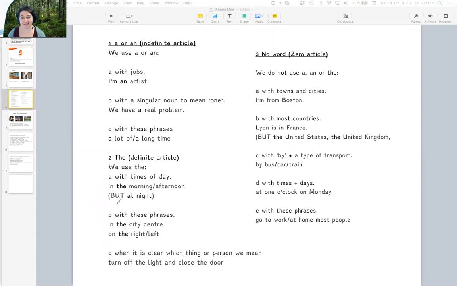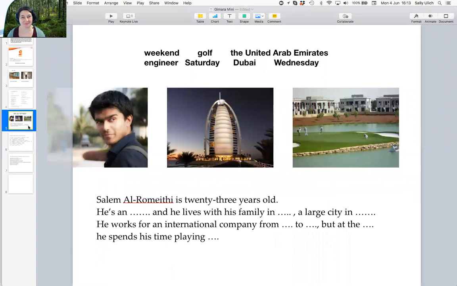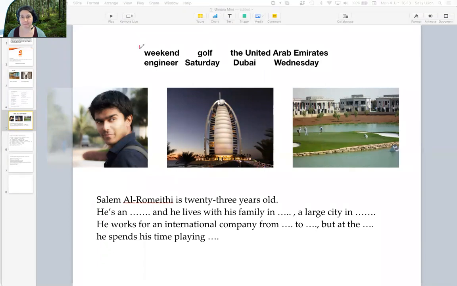Try this exercise. This young man, we'll call him Salem, is 23 years old. What do you think he is? Let's choose from these words above. Which one of these fits in the right place? He's an engineer. We need an because engineer starts with a vowel sound.